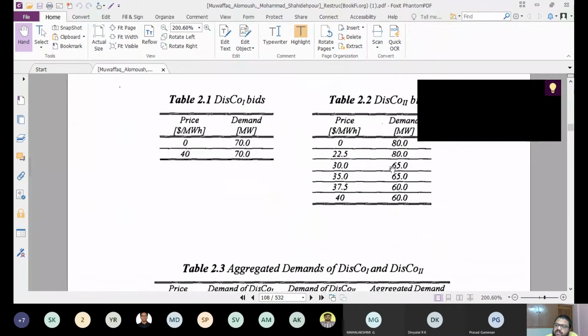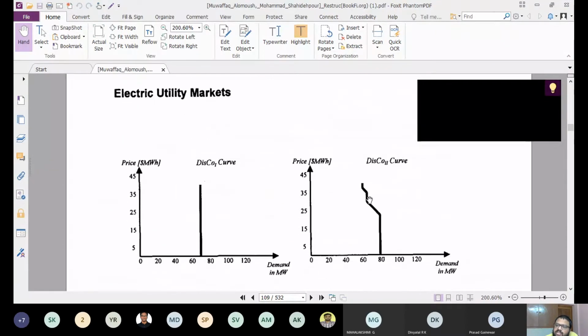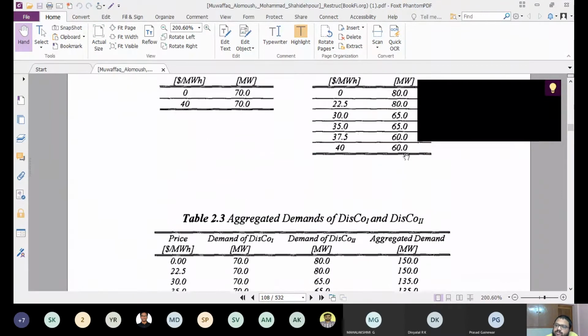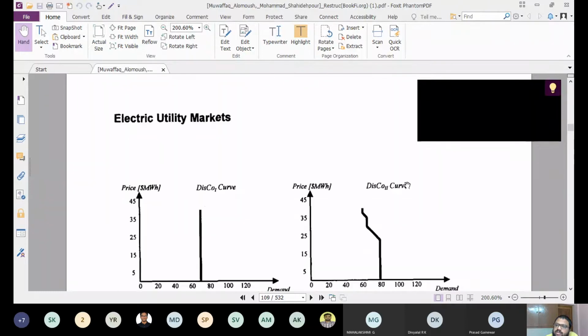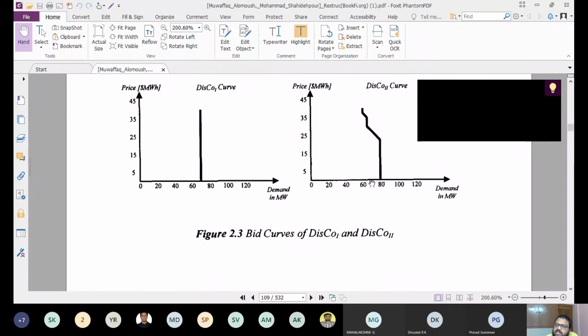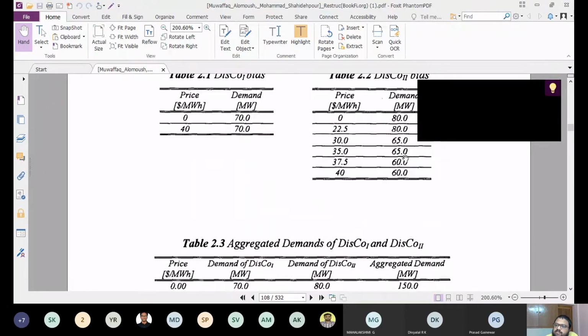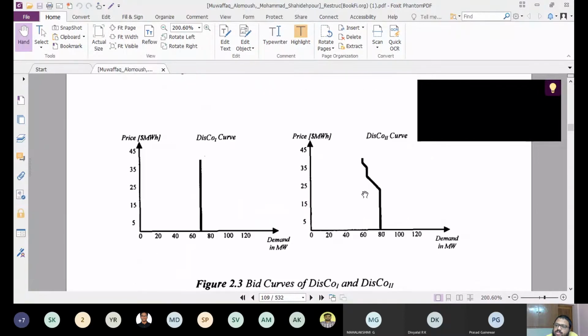Then it remains at 65 till which point? Till 35, right? From 30 to 35, it remains at 65 itself. Then after that, what happens? After that, the price goes from 35 to 37.5. This point is 35, 35 to 37.5.